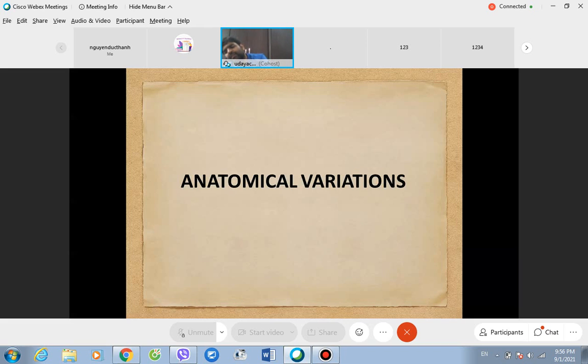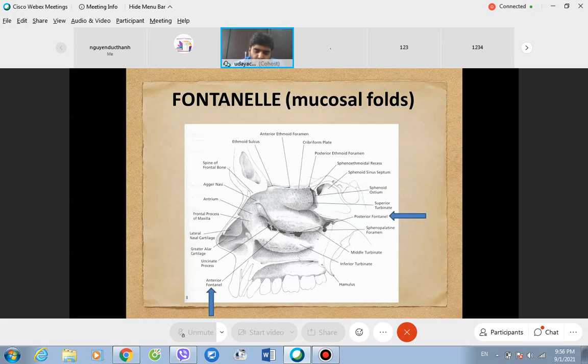Coming to the anatomical variations. One important thing to be remembered forever is that the natural ostium of the maxillary sinus can never be seen endoscopically without any surgical intervention.